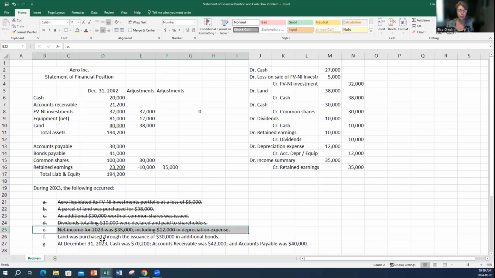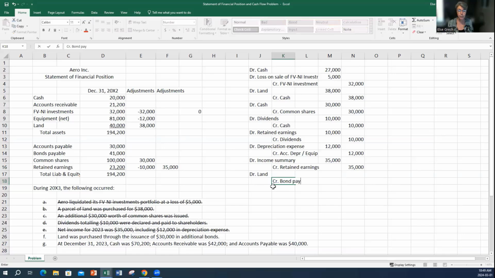And then land was purchased through the issuance of $30,000 of additional bonds. Well, that means we must have done a debit to the land and a credit to the bonds payable for the $30,000. So land is going to go up by $30,000 and the bonds payable are going to go up by the $30,000.